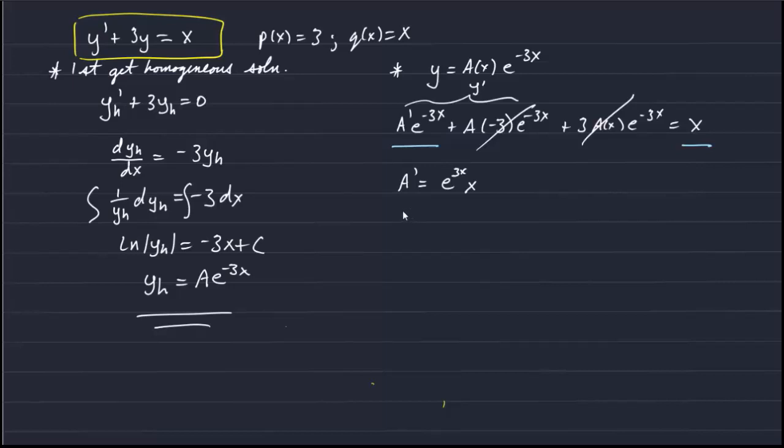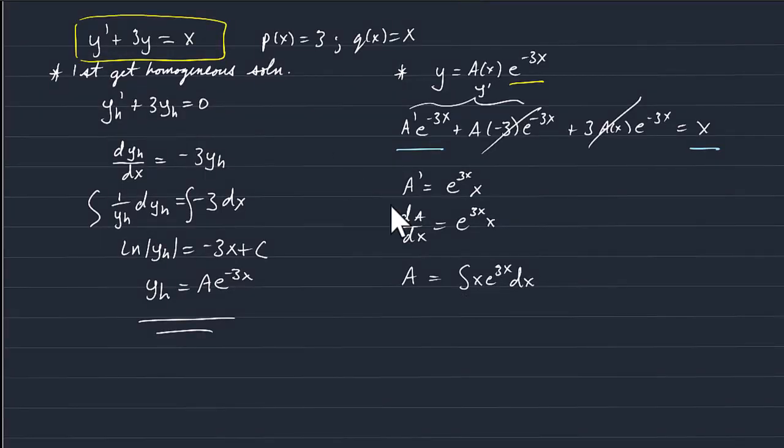And this gives us dA/dx equals e to the 3x times x. Multiply both sides by dx and integrate, and we get A equals the integral of x e to the 3x dx. So which integration method shall we use to solve this? I'd like you to stop the video now and see if you can figure this out, maybe even get a good start on the integration.